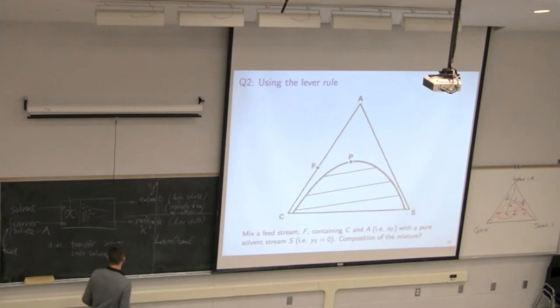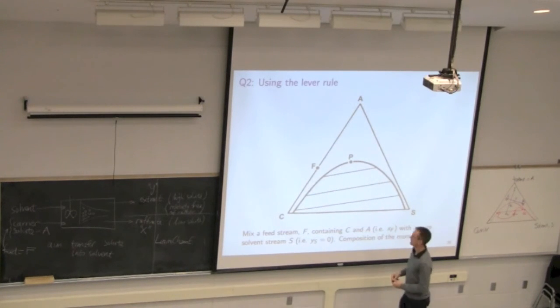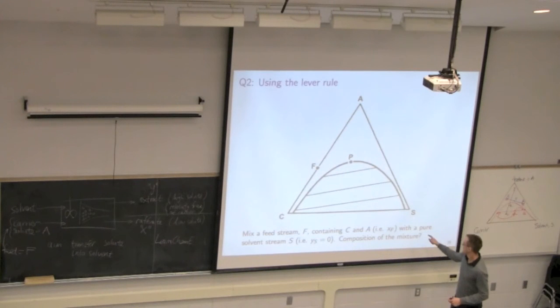So the stream coming in here, this feed, we'll call this F, typically. So F is coming in with that position. Okay, what do we notice about that stream F? What about its composition? There's no S, so there's no solvent in this feed stream. It only contains the carrier and the solute A. So mixing that, we'll call that point XF. So X subscript F is the composition of that point. And I'm going to mix it with a pure solvent S. Where is the mixture going to be?